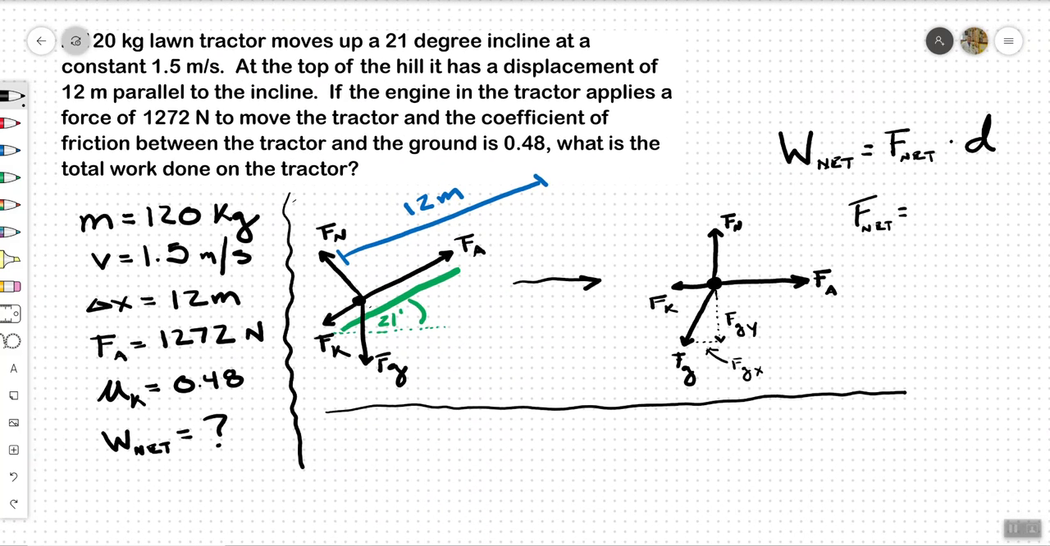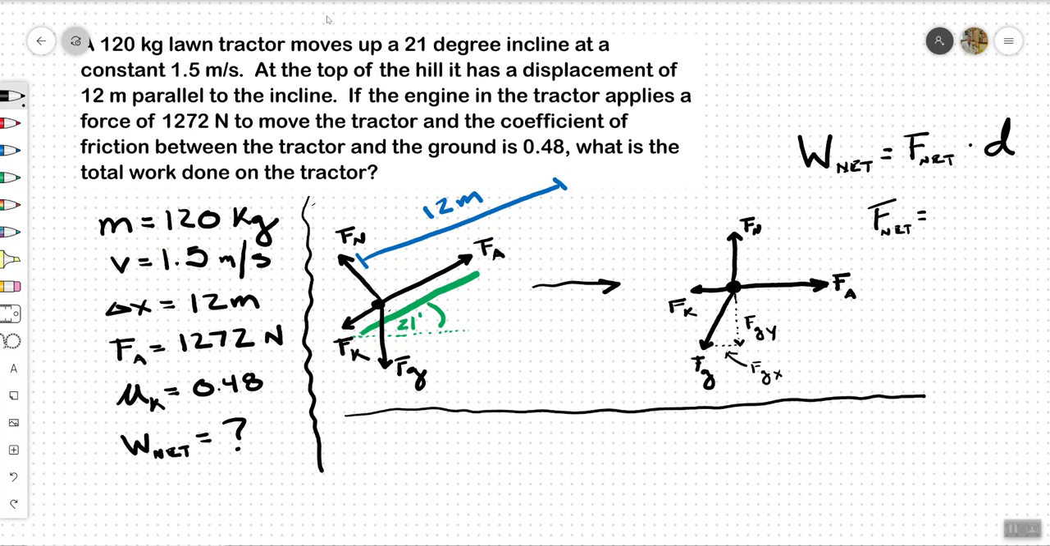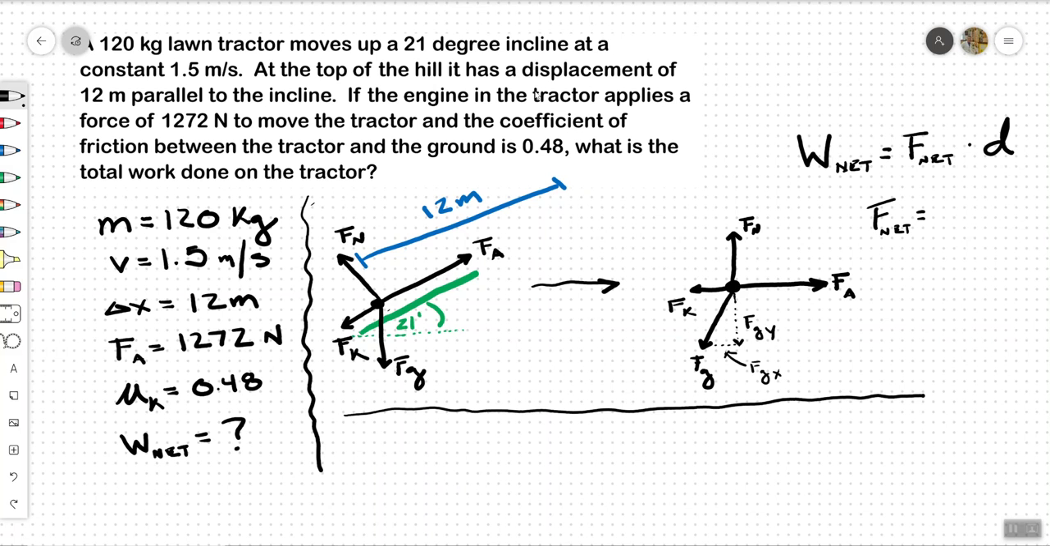One that's a little more complex is where we have an angle involved. So I have a 120 kilogram tractor moving up a 21 degree incline at a constant 1.5 meters per second. At the top of the hill, it has a displacement of 12 meters parallel to the incline. If the engine in the tractor applies a force of 1,272 newtons to move the tractor, and the coefficient of friction between the tractor and the ground is 0.48, what is the total work?